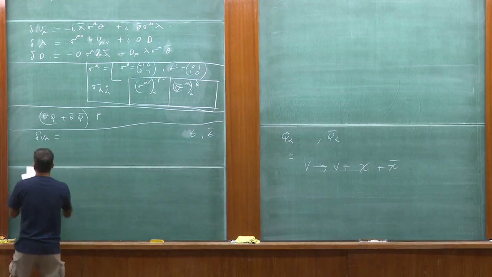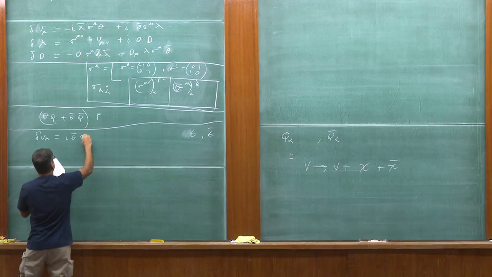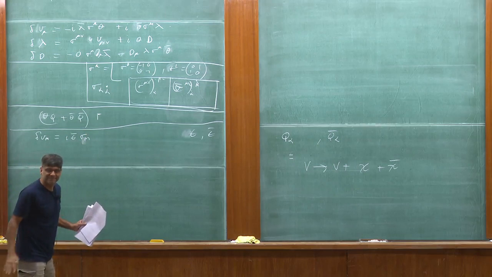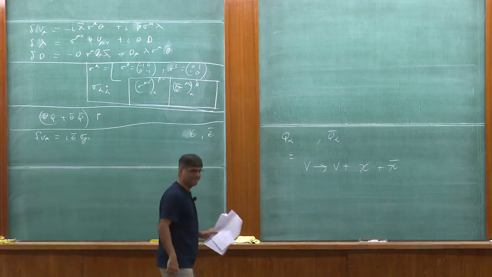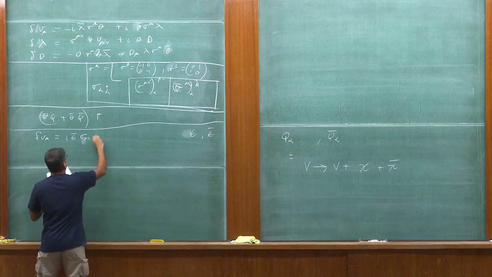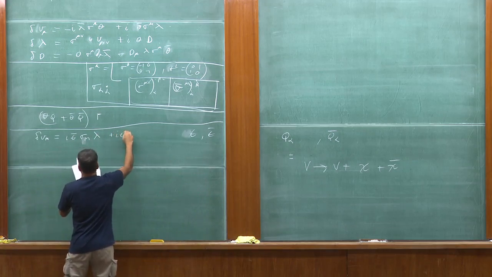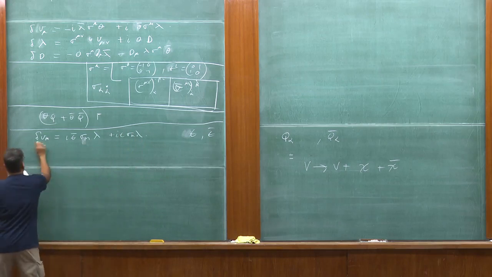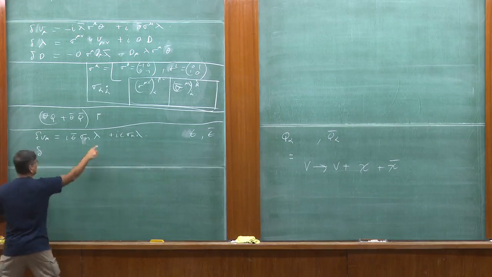So, i epsilon bar sigma^m lambda plus i epsilon sigma^m lambda bar. I'm using m for two-dimensional space-time, zero and three, which we've called y 0 and 1. We'll come back to this. Delta, I'll tell you what each term means.